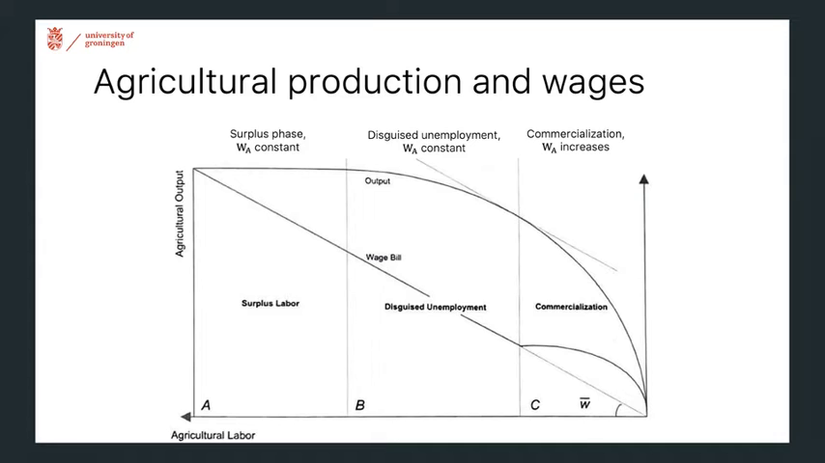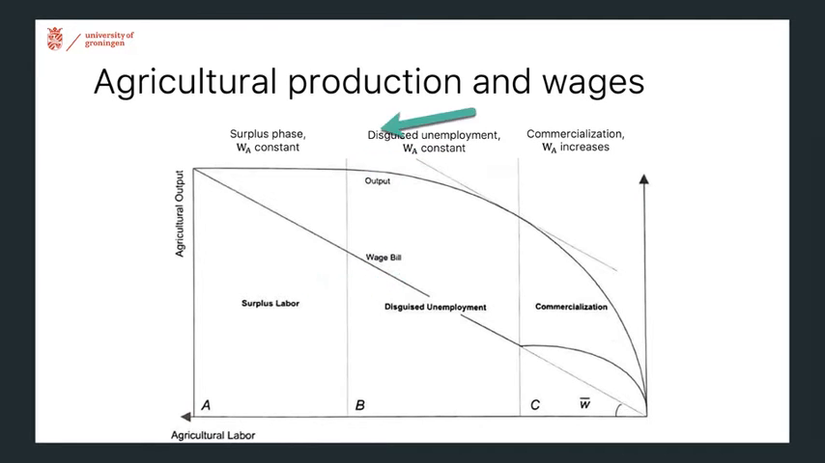In this figure, we have the agricultural production function. That's the curve over here. And as before, there's a maximum. The only difference is that this figure is flipped. So if you go from right to left, agricultural labor increases. So between points A and B, agricultural production is at its maximum. That's why we're in a phase of surplus labor, as indicated here.